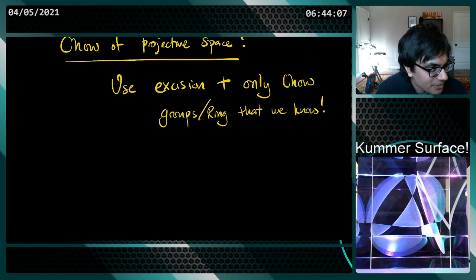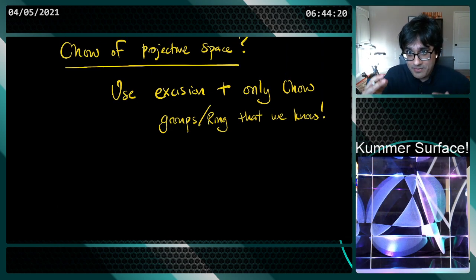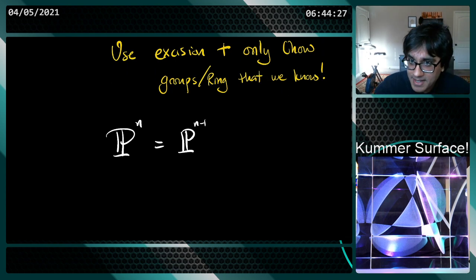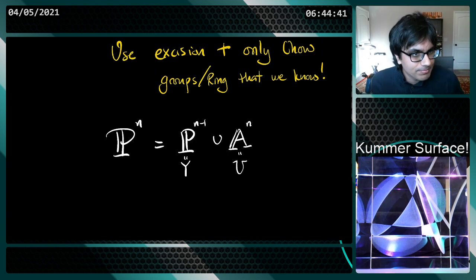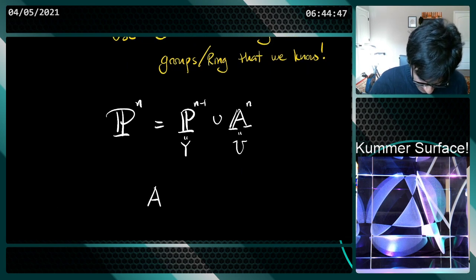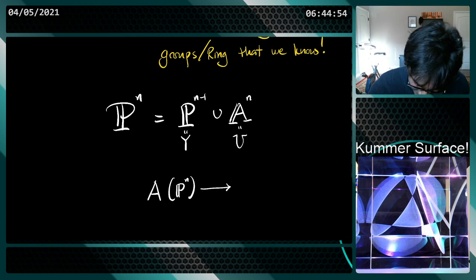Chowing down on groups, that would have been much better. Okay, ready? Use excision and only Chow groups and rings that we know to build up some info about the Chow groups of projective space. Ready? Look, because projective space is a hyperplane plus an affine space. This is a Y and this is a U. Okay? And so if you want to know the Chow of projective space, well, look what you can do.